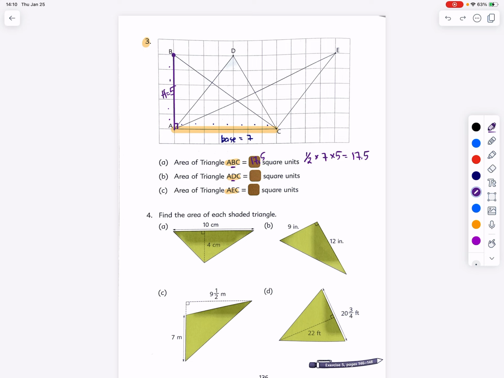Let's identify the height. First, find the vertex that is opposite of the base, and that's vertex D, and then drop the line straight to the base that is perpendicular. Guess what? This is our height, and it is also 5 units. Therefore, the formula to calculate its area is 1/2 of 7 times 5, which gives us 17.5 again. And finally, let's take a look at the third triangle, AEC.